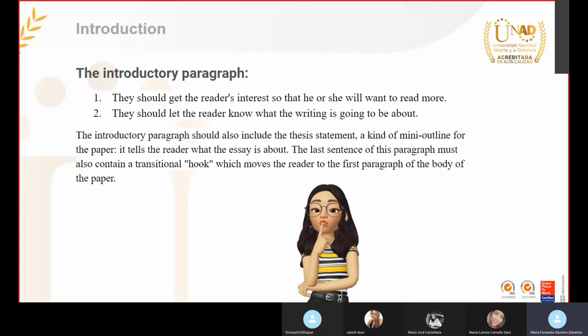And moving on, the last sentence. So this introductory paragraph should have at least 3 sentences. The first one to catch the attention of the reader and to lead into the topic of the essay. And the second one, the thesis statement, the mini outline of the paper. And the third one, the last sentence of the paragraph, must contain a transitional hook. Okay, you know what is a hook?